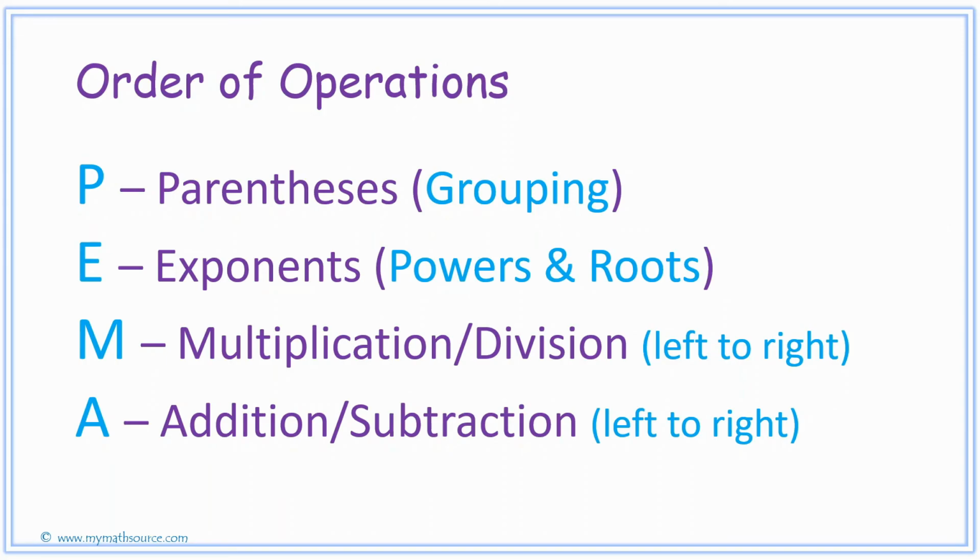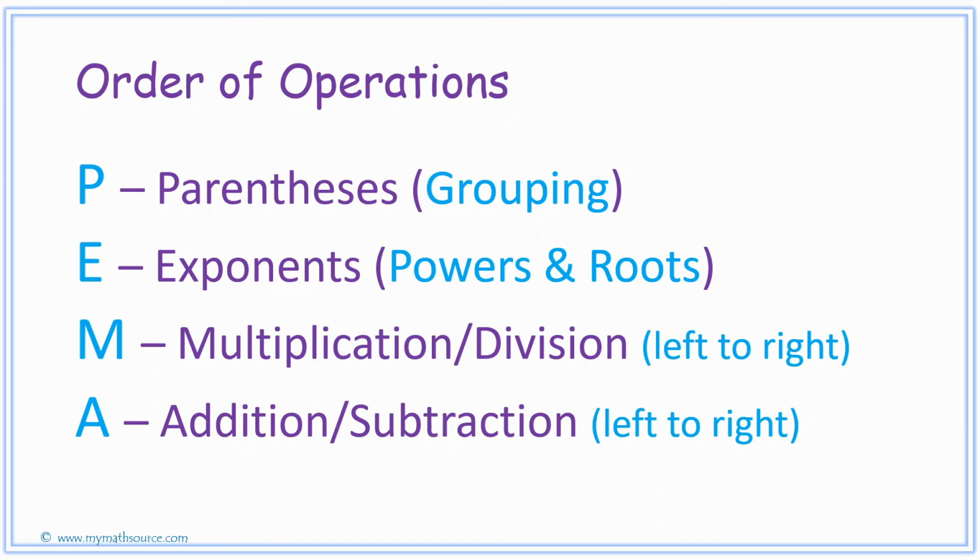So starting with P, we have the parentheses or grouping. Whenever you see parentheses, that represents a group, a quantity. So whenever you're doing order of operations, always start with the quantity first, the grouping. And then we go into E, which is the exponents. E for exponents means powers and roots. We're going to go a little bit deeper into roots later. We learned it earlier with square roots, but powers and roots. And so it's whichever one comes first from left to right.